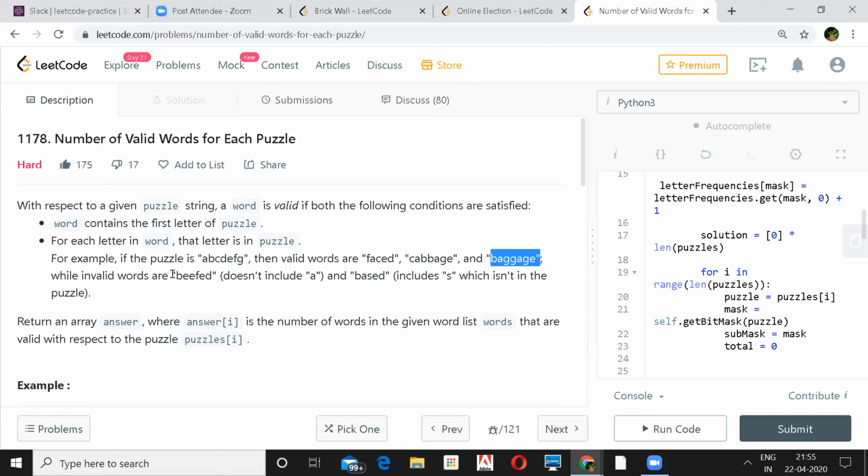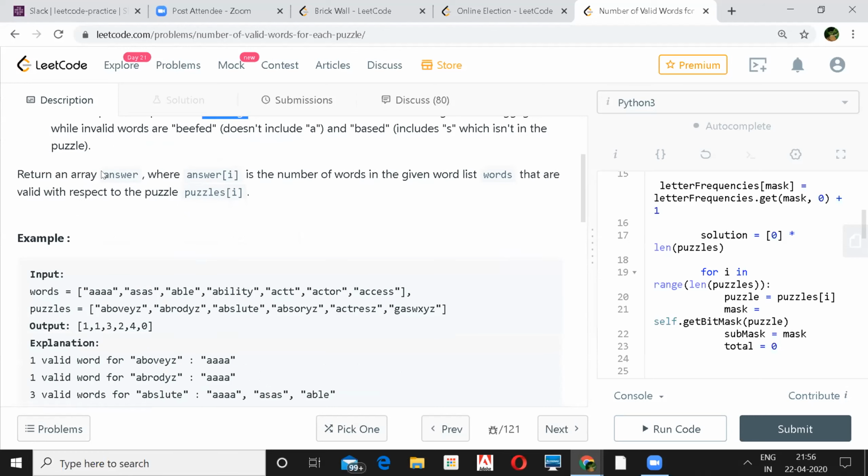But coming to beefed, it doesn't include A, so this is an invalid word. It said that the first letter of the puzzle should be present in the word, which is not here. So this is an invalid one. And coming to based, S you won't find in this, so this is again an invalid one. Now we need to return an array answer where answer of i is the number of words in the given word list that are valid with respect to the puzzle.